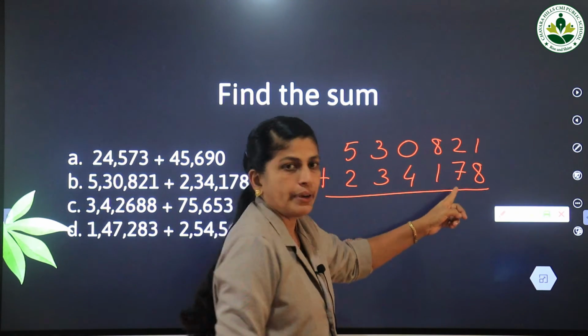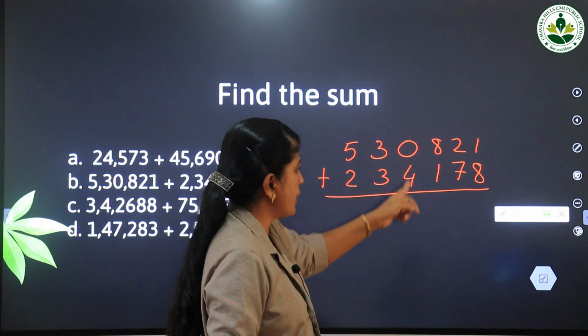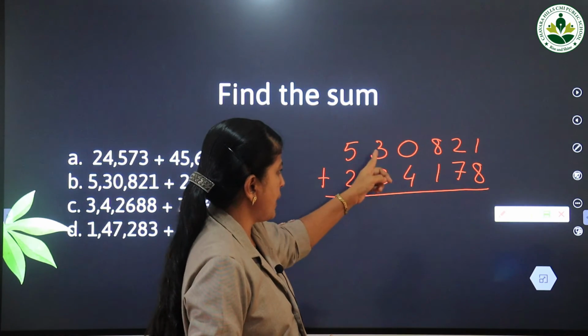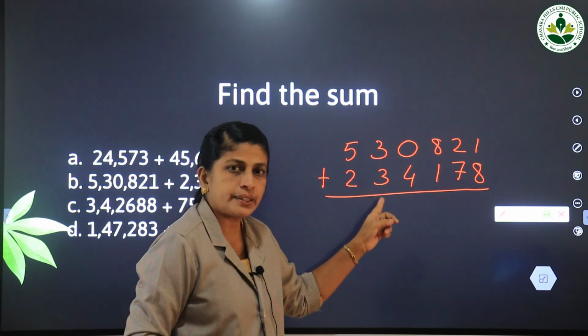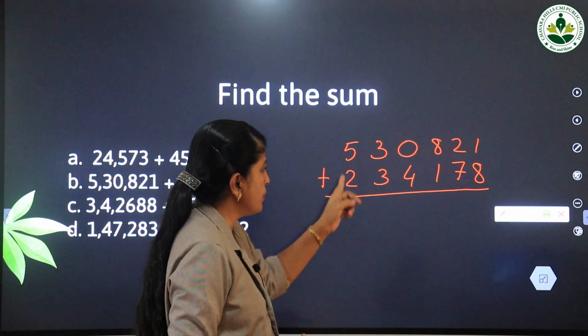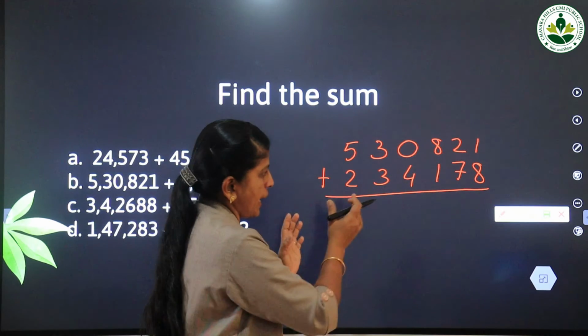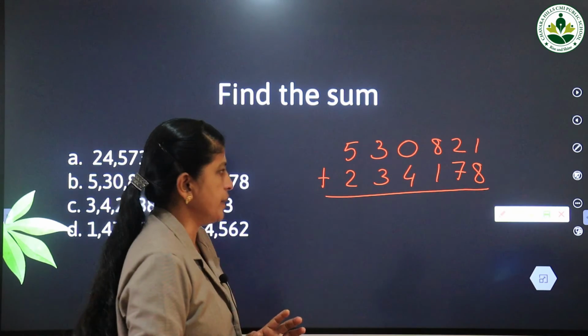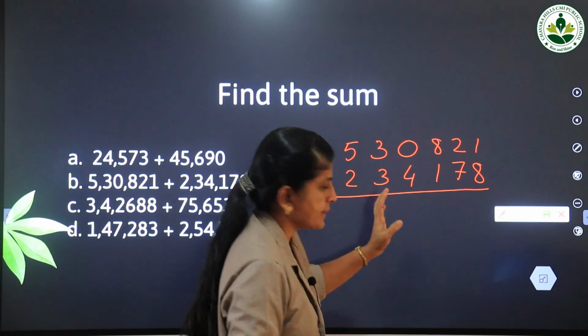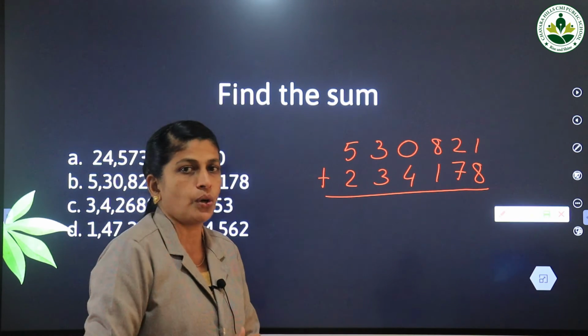This 2 and 7, they are in the tens place. 8 and 1 in the hundreds place. 0 and 4 in the thousands place. 3 and 3, both the 3's are in 10,000s place, and 5 and 2 are in the lakhs place. Therefore, you have to remember when you write the numbers for addition, look at the places. The same place digit should be one below the other.